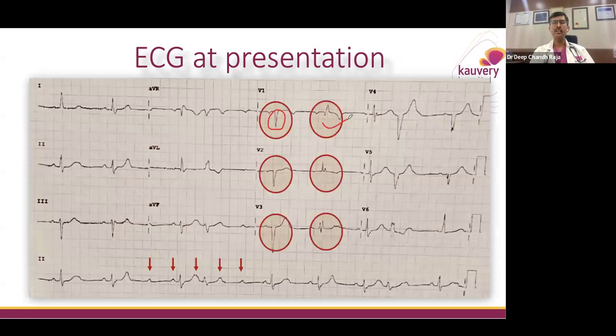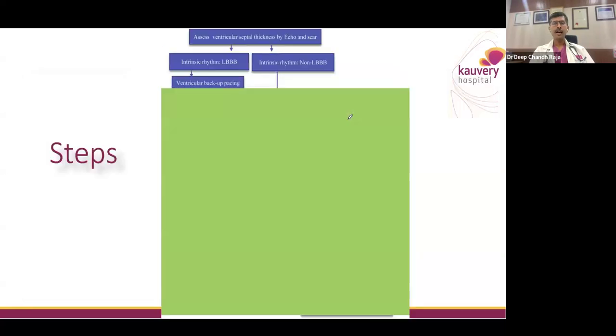And this is because the RV lead failed. The patient's own intrinsic rhythm started coming up, and we started noting this alternating left bundle branch block. In this background, I would like to go through the steps of left bundle branch pacing.